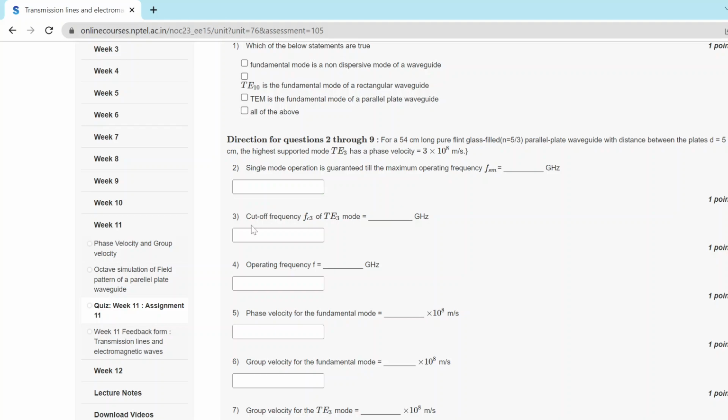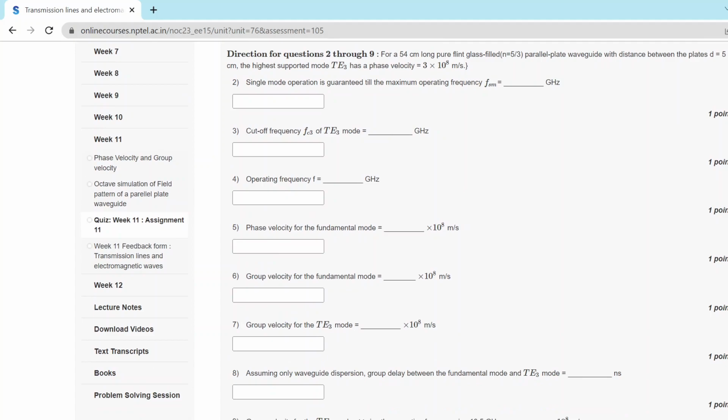Now, next question is on the cutoff frequency of the TE3 mode. So cutoff frequency, you must be knowing the equation for cutoff frequency, and you see the mode number, what is to be substituted, and then find out the cutoff frequency for a given plate separation. Next question is for operating frequency. Definitely that can also be found.